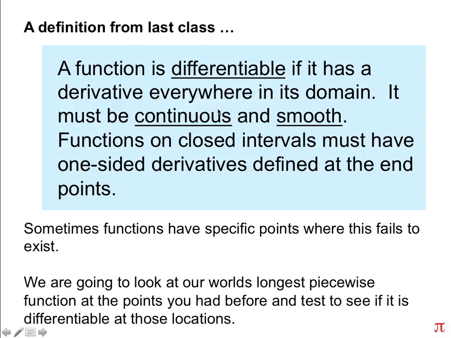No jumps, no holes, no asymptotes, and smooth. No cusps, no corners. So if we have continuous and smooth, we know it's differentiable everywhere. And if we're on closed intervals, so if we're just looking at a portion of the domain, then we can have a one-sided derivative at the endpoint.